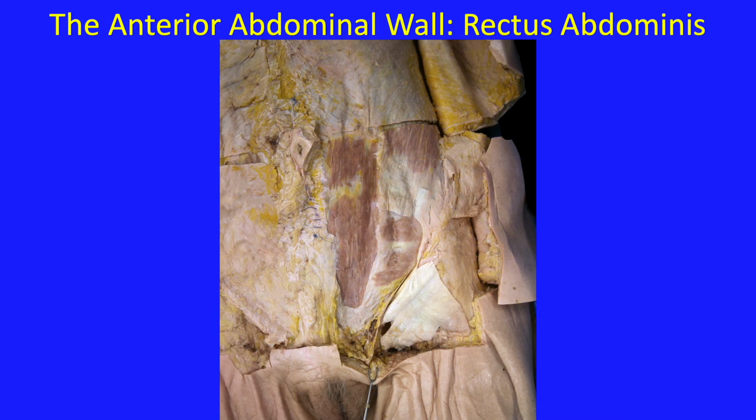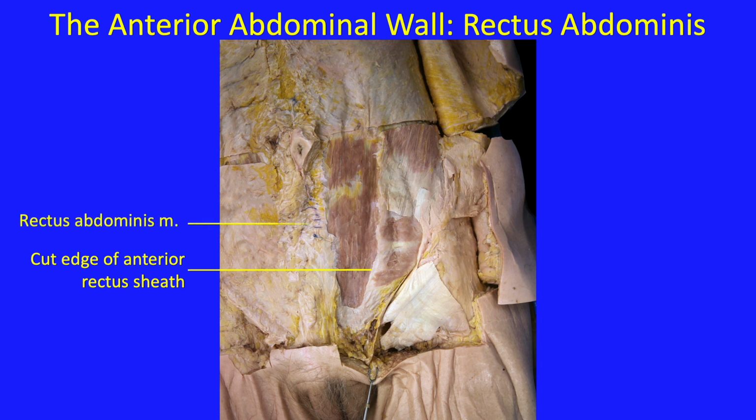Cutting and removing the anterior rectus sheath, formed by the aponeurosis of the internal and external oblique muscles, reveals another muscle, the rectus abdominis. This is the muscle that can give us the six-pack if we exercise it.